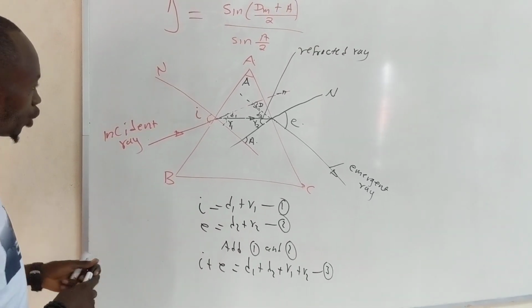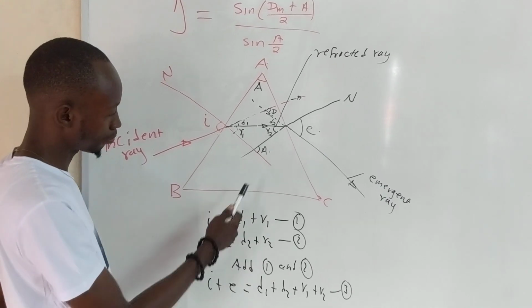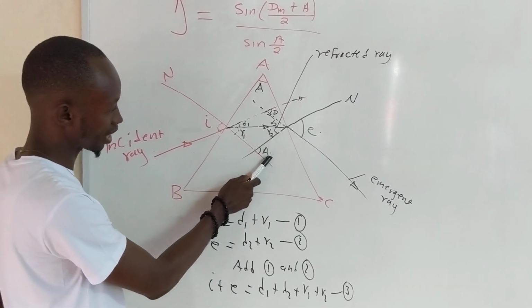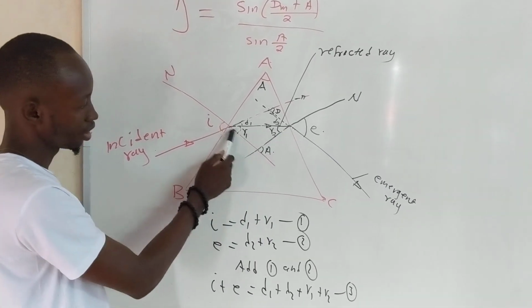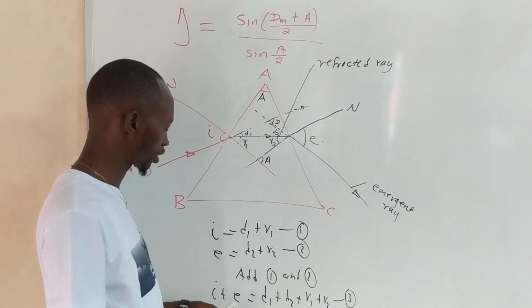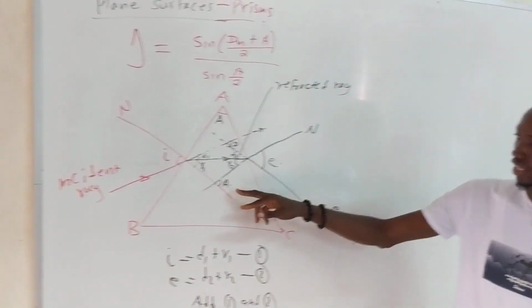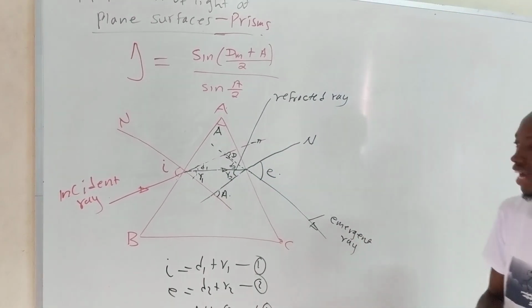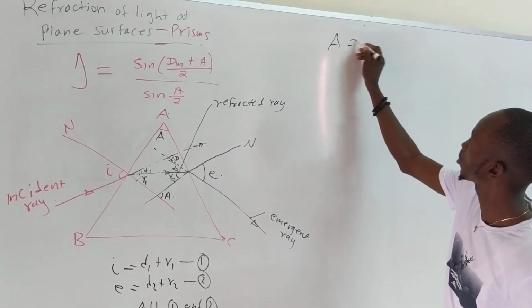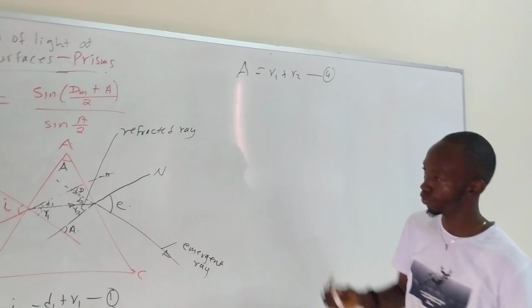So if we move forward again, if we look at the diagram again, this angle A is simply the exterior angle of a triangle, because this is a triangle. The exterior angle of a triangle is equal to the sum of the opposite interior angles. So looking through the diagram, A is going to be equal to R1 plus R2. So we can say A equals R1 plus R2. This gives us equation 4.